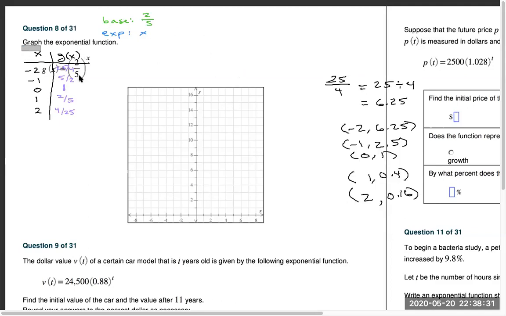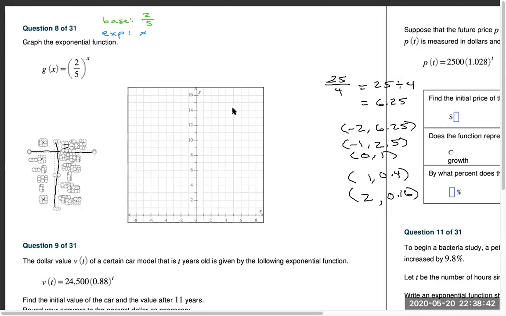Same thing over here. Let's try to get one of these lines. Okay, there we go. All right, so let's graph these roughly. I'll try to curve them, but it's probably not going to come out looking the best. So we have (-2, 6.25). So 6 is here, and then 0.25, that's a fourth, so we've got a fourth of the way up here.